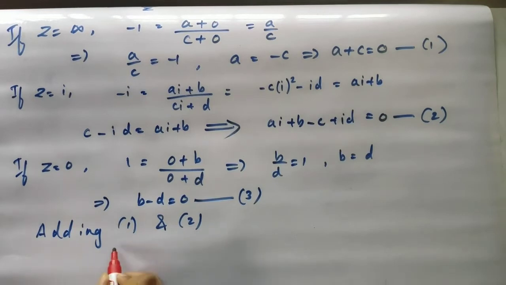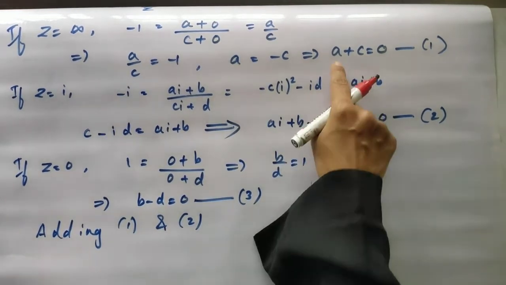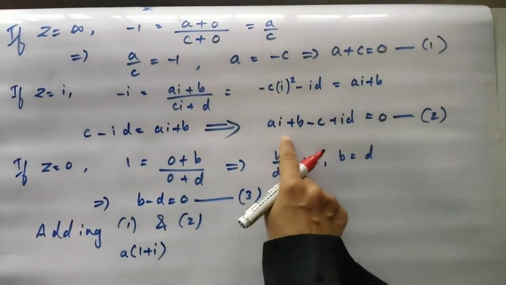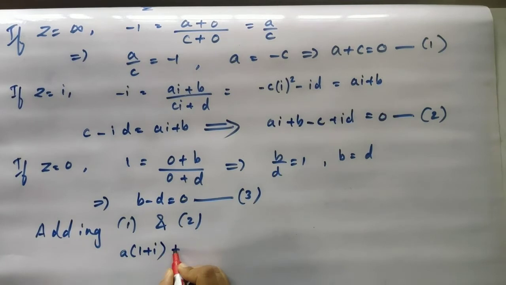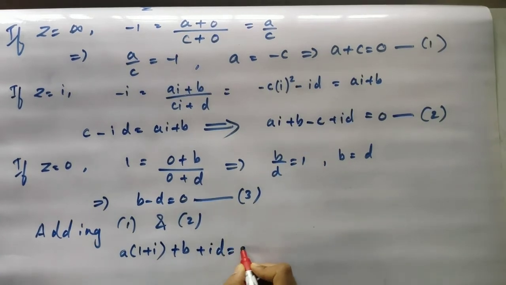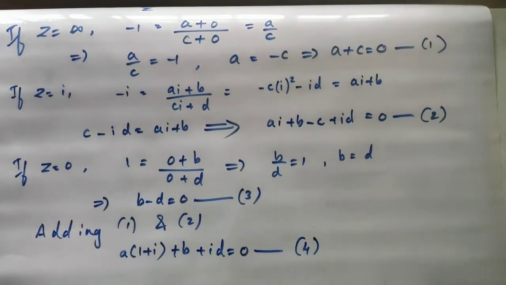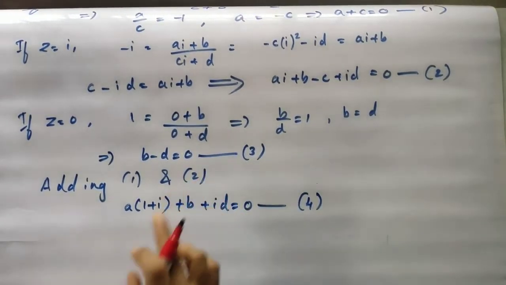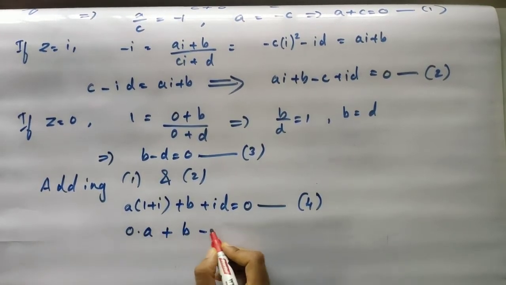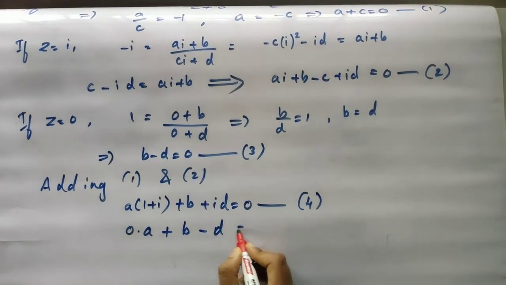You will get c cancelled. So if you add, it will be a + i·a, so a(1 + i) you are left with as the coefficient of a. Now plus b, and c minus c gets cancelled, plus id is equal to 0. Call this equation 4. Now equation 3 can be written as 0·a + b - d = 0.